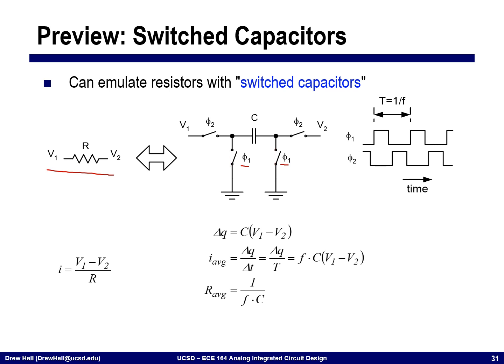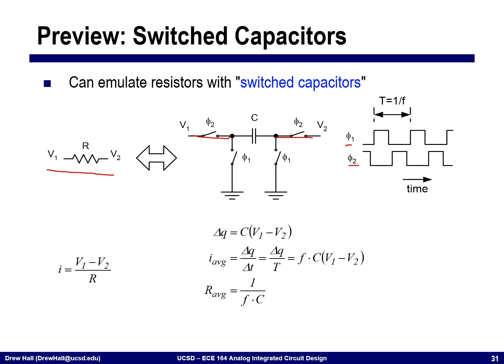Then in phase 2, I connect this capacitor between the input and between the output. And these two clocks are what are called non-overlapping. So these non-overlapping clocks mean that only Phi1 or only Phi2 are on at any given time.